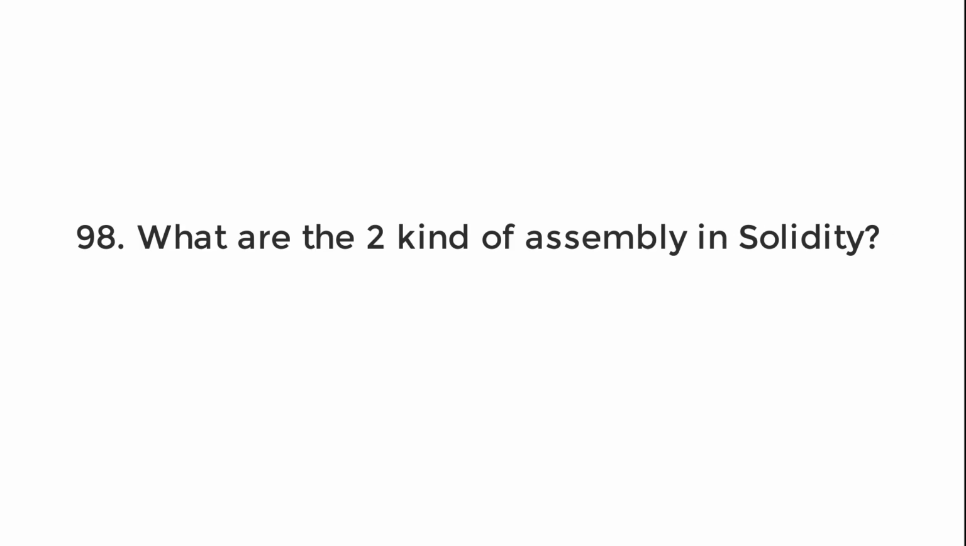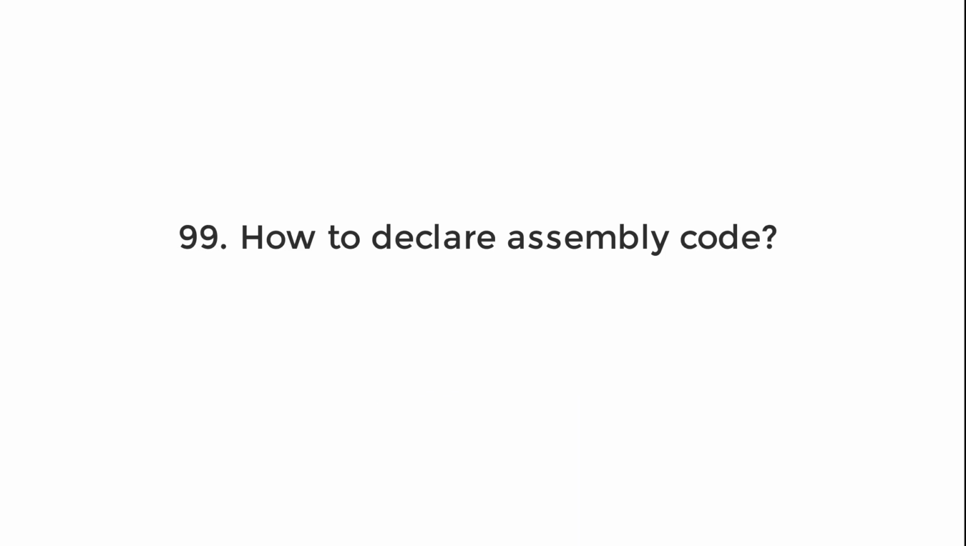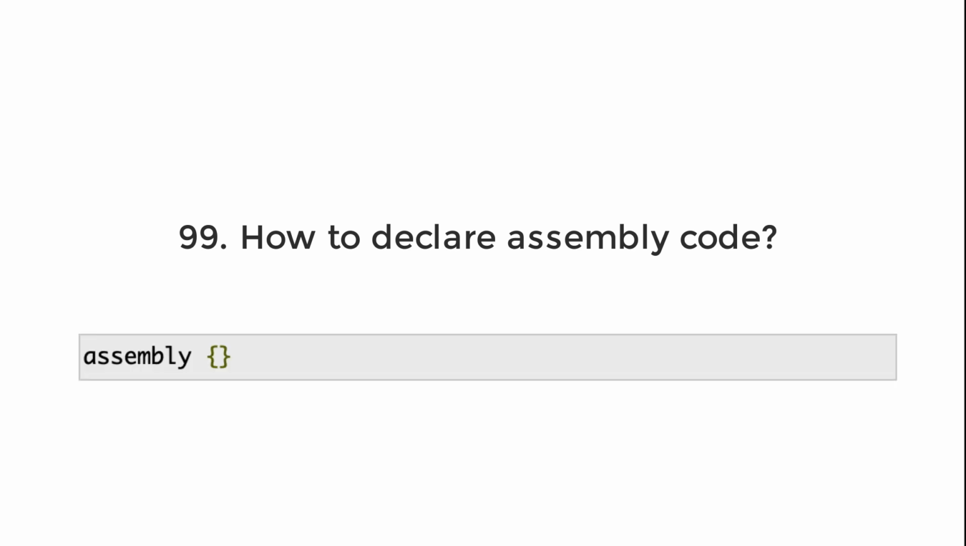What are the two kinds of assembly in Solidity? Functional and instructional. Functional uses functions, whereas instructional is just a series of raw opcodes. Most people use the functional style. How to declare assembly code? You need to use the assembly keyword and use curly braces. Everything inside the curly braces is assembly code.